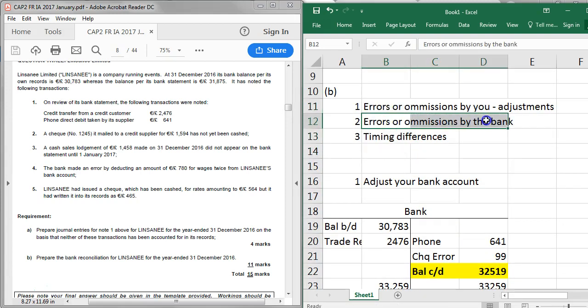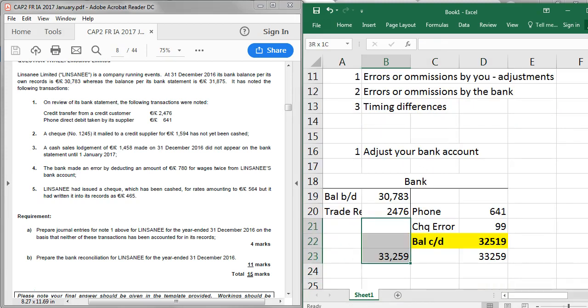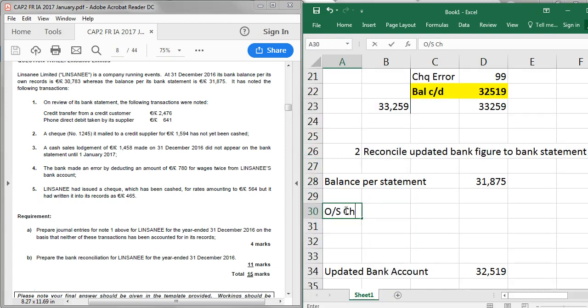Any errors or omissions by the bank and any timing differences. Any errors or omissions by you should already be adjusted in here because you've left it out of your accounts, so therefore you have to adjust. So therefore we're left with 3 items: an outstanding check, an outstanding lodgement, and a bank error. And for those 3 items, it's important to practice understanding whether it is a positive or a negative.